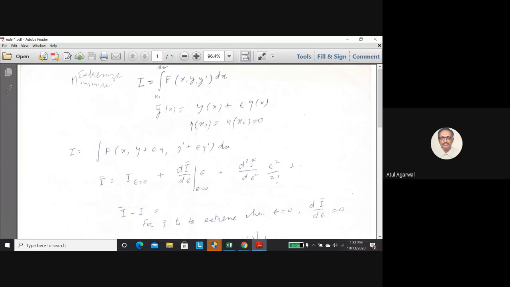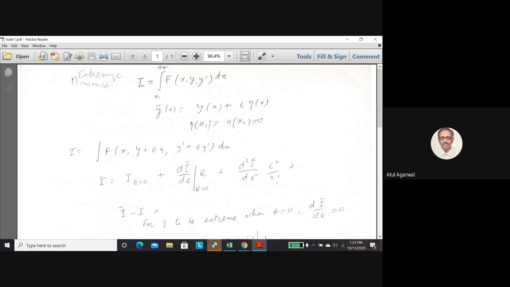If your I bar is given by this expression, when will you have a minimum value of I bar? Do you know maximum-minima theory? Yes, sir. When will it be an extremum? What is the condition of an extremum? The differentiation at the point is 0. So this value should be 0. Otherwise, you cannot have an extremum.